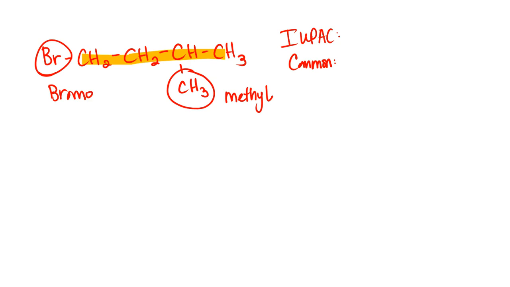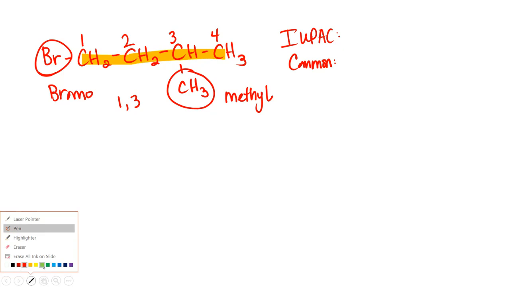So then we need to number. We need the groups to have the lowest possible numbers. If we number from the left, the bromo will have a 1 and the methyl will have a 3. So that'll give us 1, 3. Let's switch colors. Try numbering from the right.